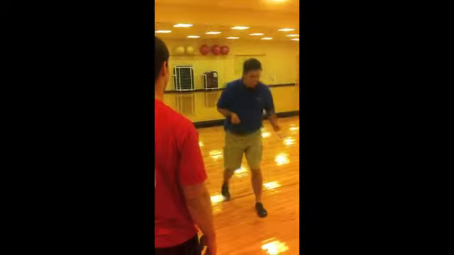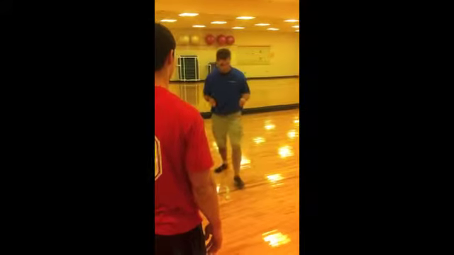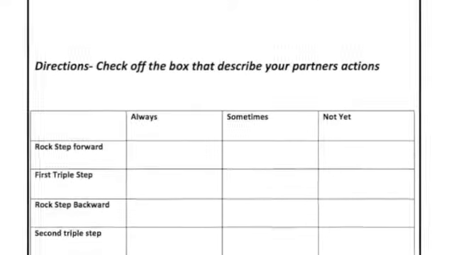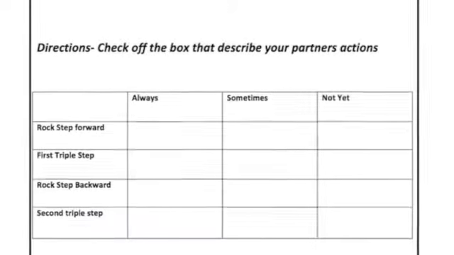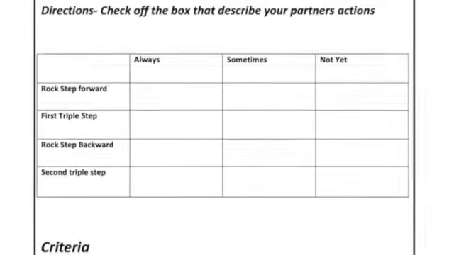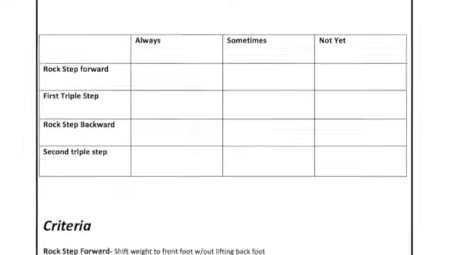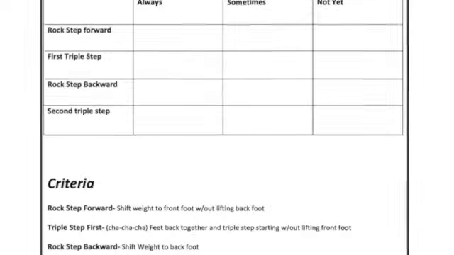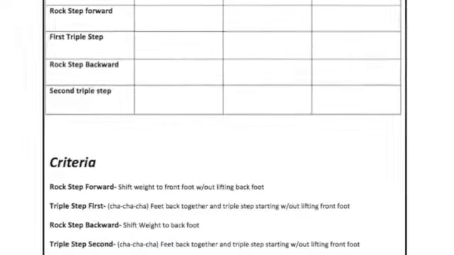For our psychomotor objective, we'll use a peer assessment, in which students will take turns, one being the dancer and the other being the observer. This is the rating scale that every observer will fill out. On the bottom is the criteria for each step in the dance. Each observer will mark off if their partner was able to complete each step always, sometimes, or if they haven't been able to do so yet.